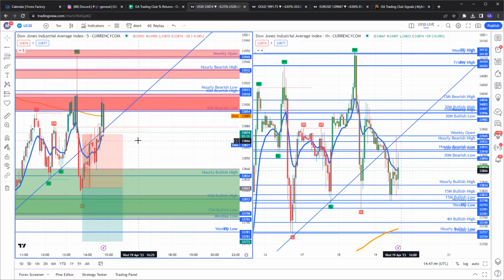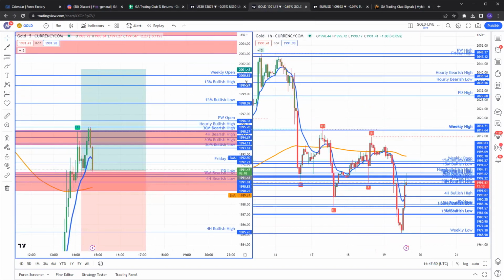You think it's a good idea to hold on to the gold trade?